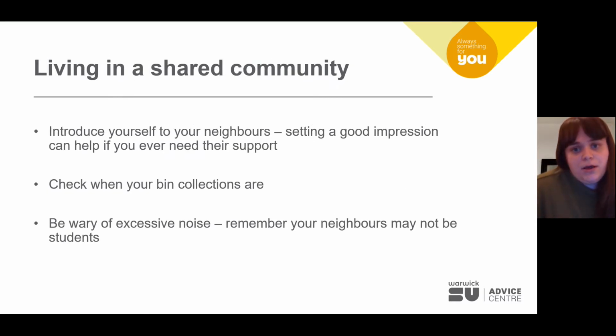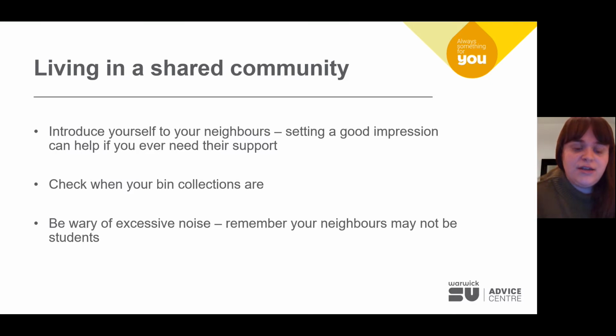So when you do move out of halls and move into a house, it is very likely that you'll be living in a shared community. So you might be surrounded by people who aren't students, and it is likely that you might be living next to people who work full time, work next to families, people who aren't students who have different responsibilities and lifestyles.